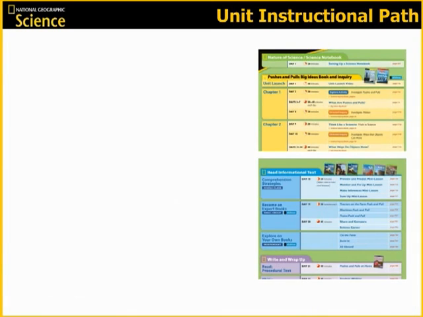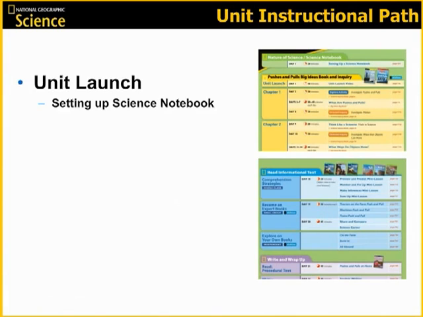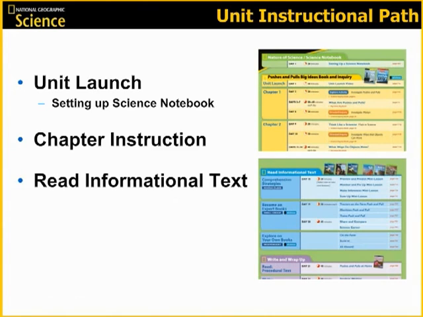Each unit in NG Science follows the same instructional path for 1st and 2nd grade. You'll always begin with the unit launch and setting up the science notebook. Then you'll work through the chapters using the Big Ideas book. There are 3 chapters per unit at Grades 1 and 2. After the final chapter, students will read informational text before moving on to the Write and Wrap-Up section. Now, let's dive in and see what this instruction really looks like.